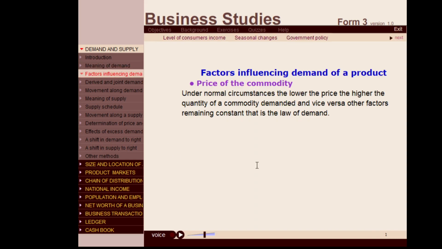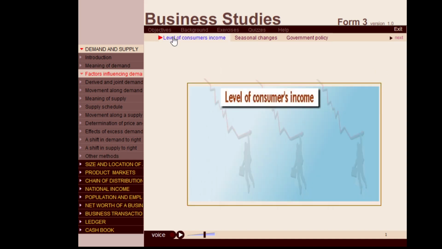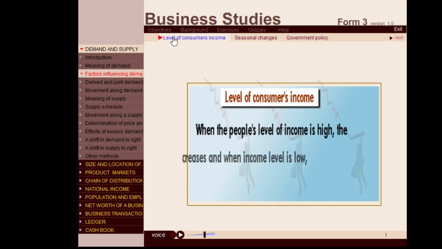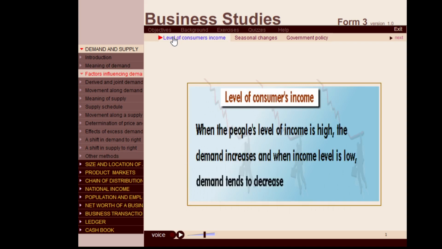Factors influencing demand of a product. Price of the commodity. Under normal circumstances, the lower the price, the higher the quantity of a commodity demanded, and vice versa. Other factors remaining constant, that is the law of demand. Level of consumers' income. When the people's level of income is high, the demand increases, and when income level is low, demand tends to decrease.